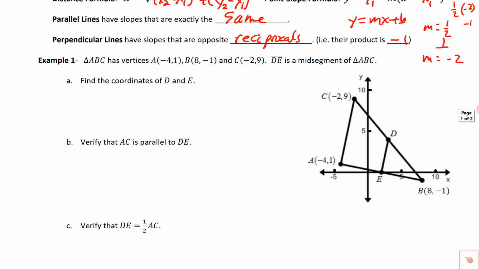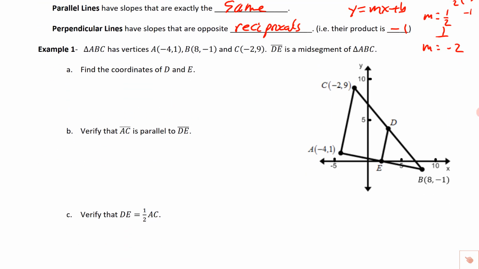So here's problem number 1. And by the time we're done doing the notes, you will see every type of problem that you're going to see on the assignment. All right? So on this one, it steps you through with some instructions. It says triangle ABC has vertices A (-4, 1), already labeled, that's nice. B (8, -1), already labeled. And here's C (2, 9), already labeled. And it says DE is a mid-segment. So that means it connects two midpoints of ABC.